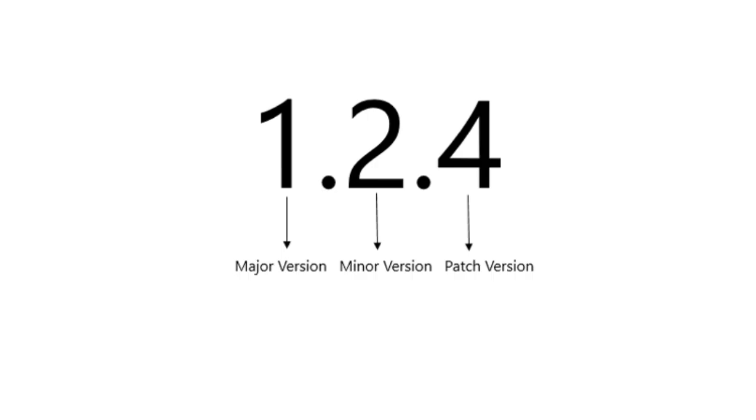A bug fix in this context refers to a change that 1. corrects something that was not working as intended. 2. does not add new features. And 3. does not change how existing features behave for users.